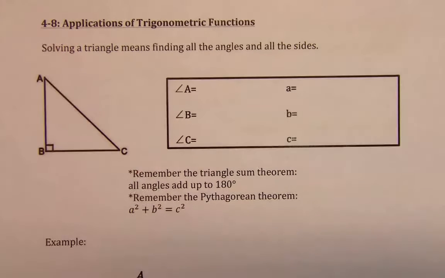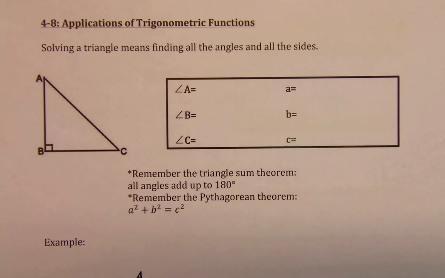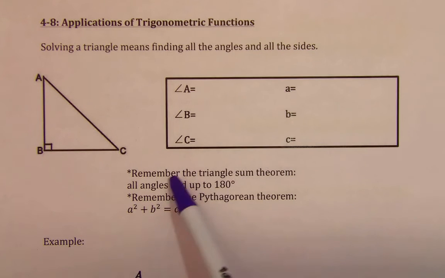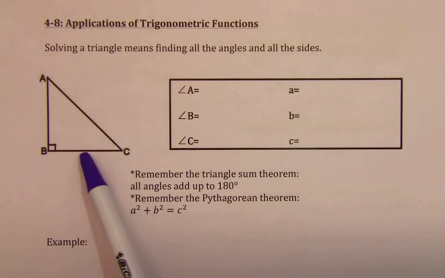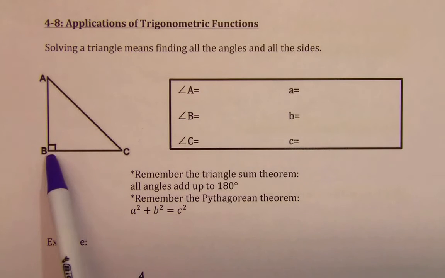Okay, so 4-8 is a nice easy section at the end of this chapter, and all we're doing is solving triangles. Now what that means is I'm going to give you some pieces of this triangle. Maybe I'll give you a side, or maybe I'll give you an angle, and it has to be a right triangle, and then we're going to find the missing pieces.